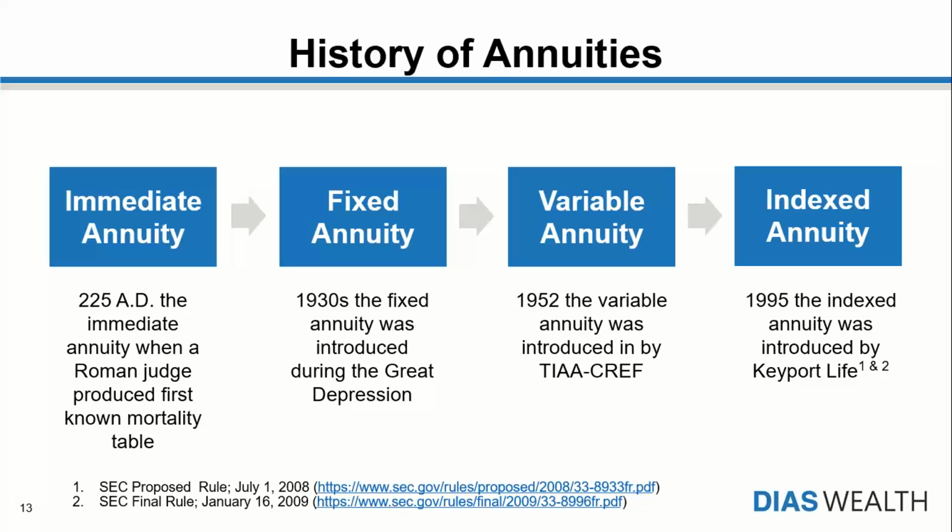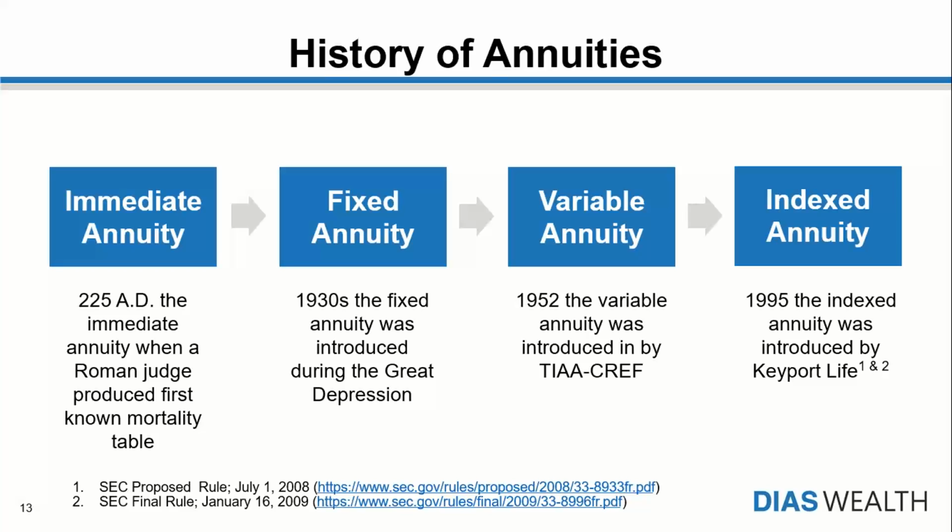So I always feel like it's important to discuss the history of annuities so you know where everything is coming from. The immediate annuity is the oldest type of annuity that's out there. It's been around since at least 225 AD, if not maybe even before. But these are just certain key points that I wanted to bring up. The fixed annuity, the important thing about the fixed annuity, in the 1930s, it was introduced during the Great Depression, Securities Act of 1933. Fixed annuities are not securities. That's the key part there.